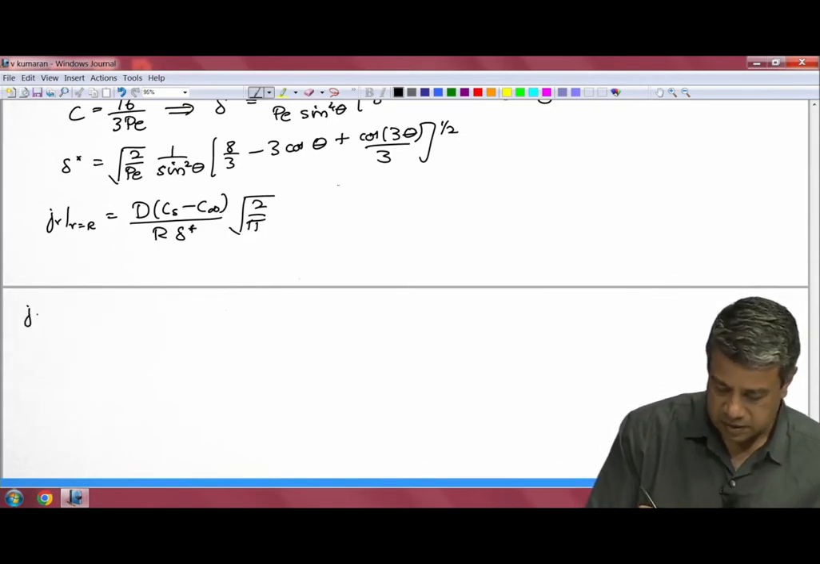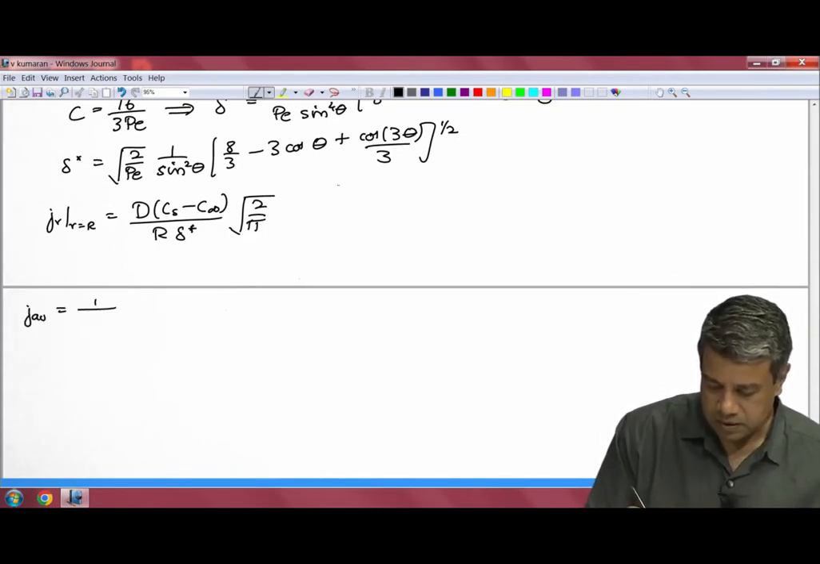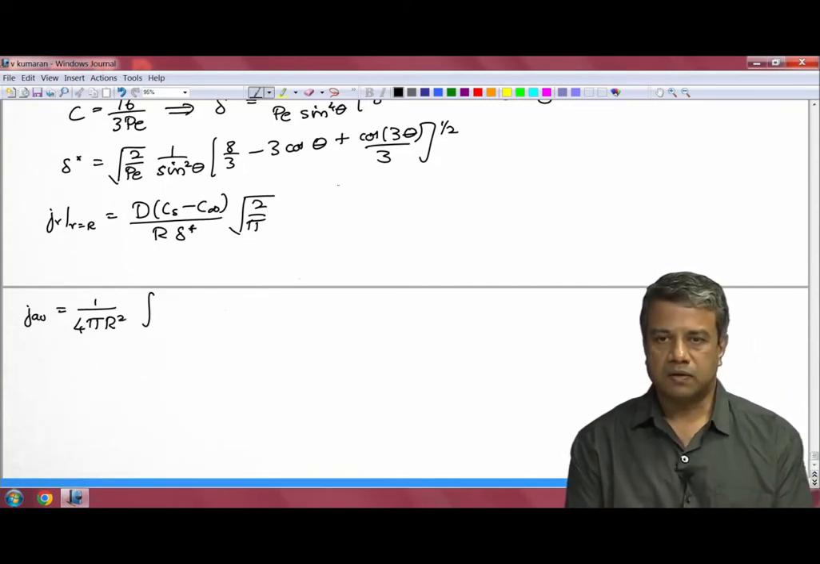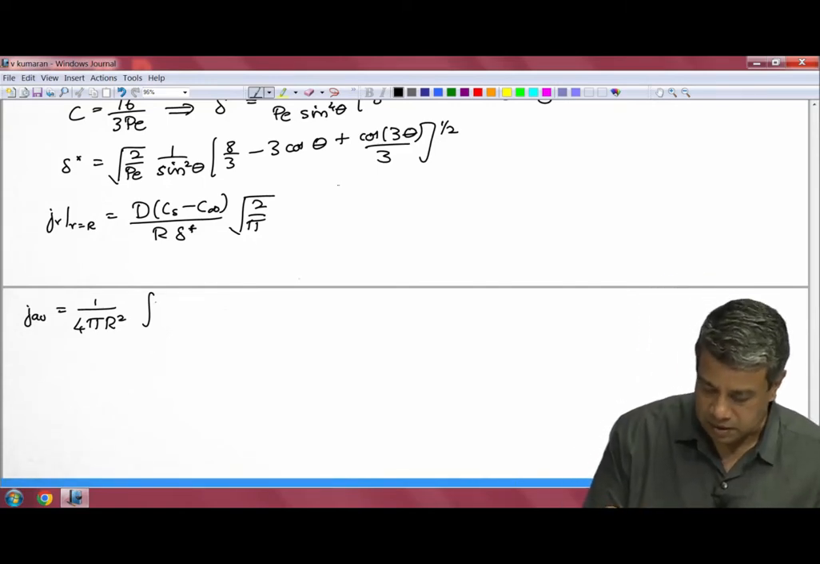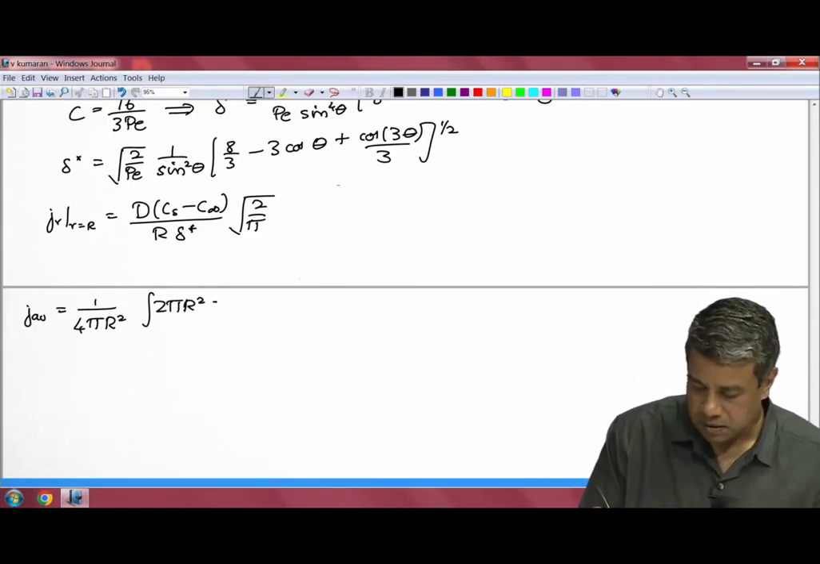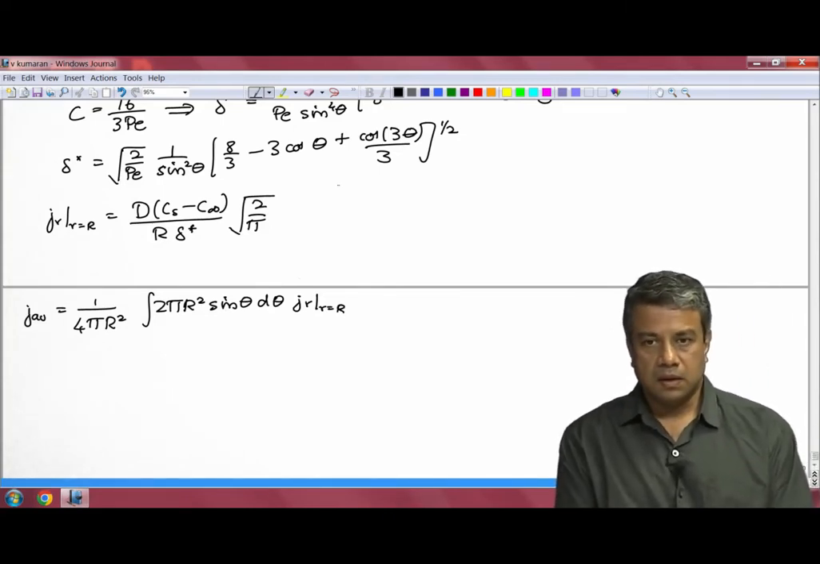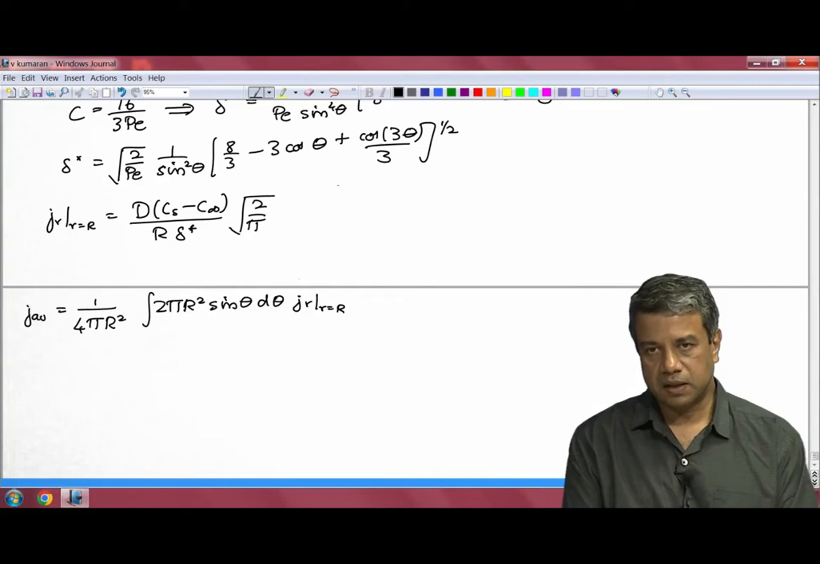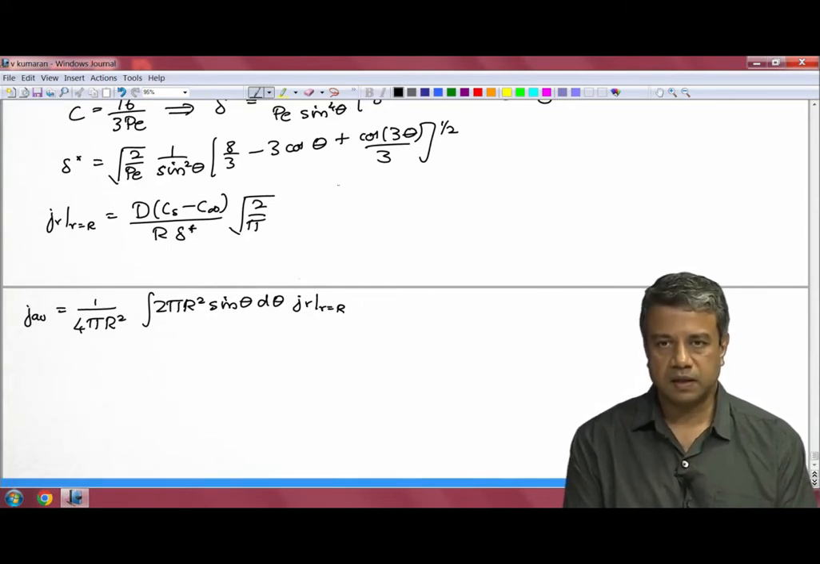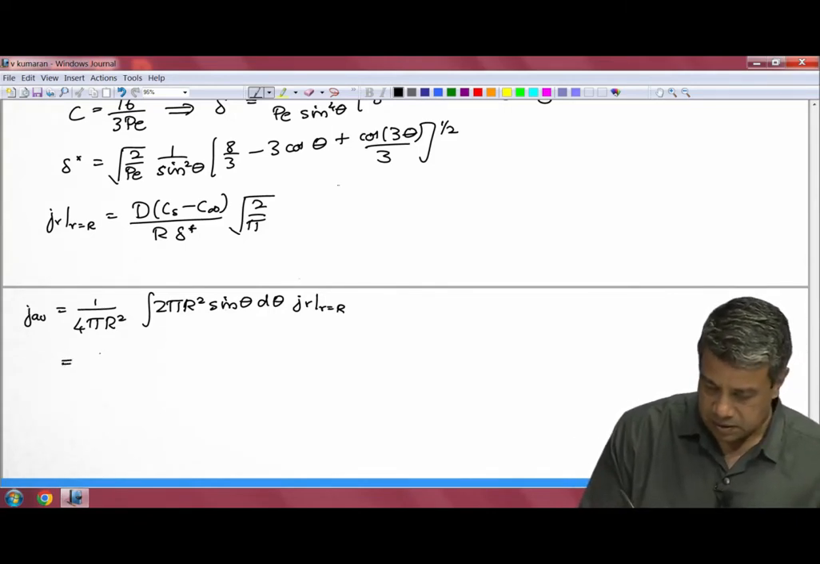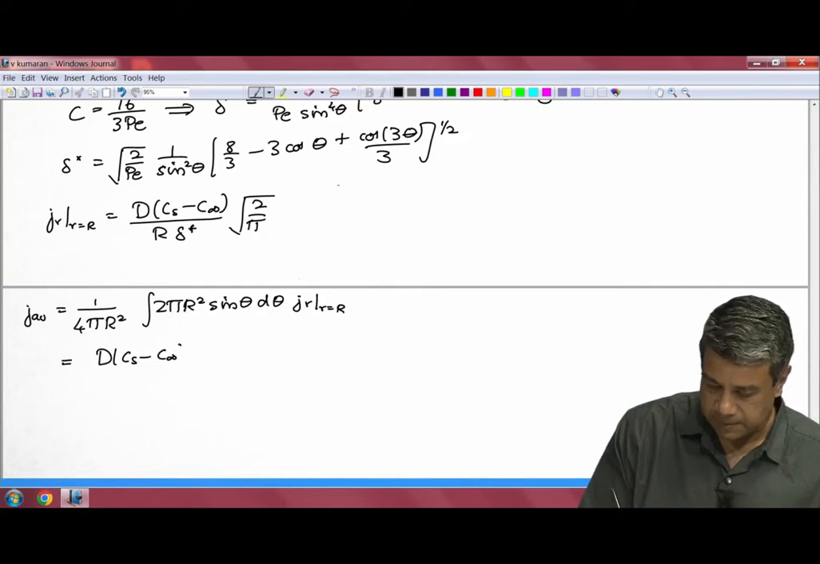The average flux J average is equal to 1 over the total surface area 4 pi R squared, times the integral. Note that I have an integral of phi from 0 to 2 pi and of theta from 0 to pi. The integral over phi just gives me 2 pi, because the flux is independent of phi. So, I will get 2 pi R squared, sin theta d theta times J r at r = R. So, I will get D (Cs − C∞) by 2 R δ*.